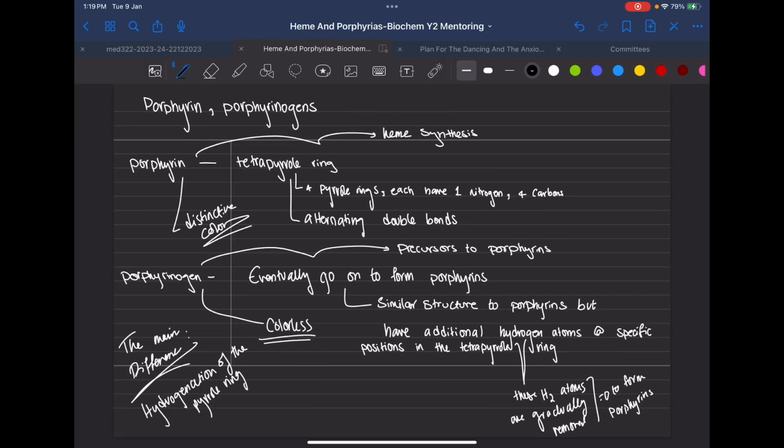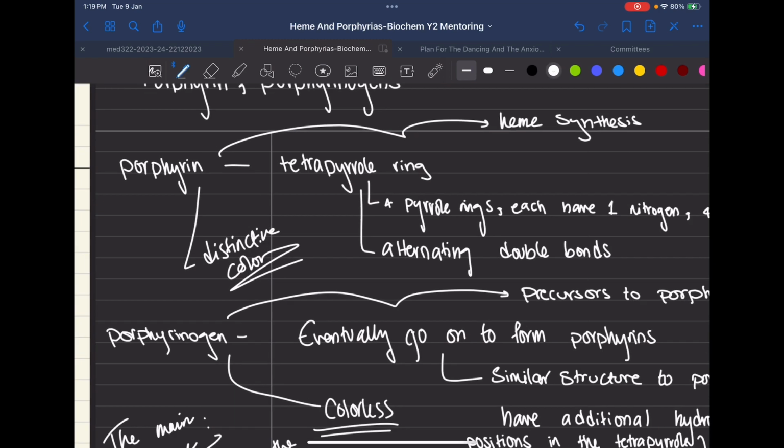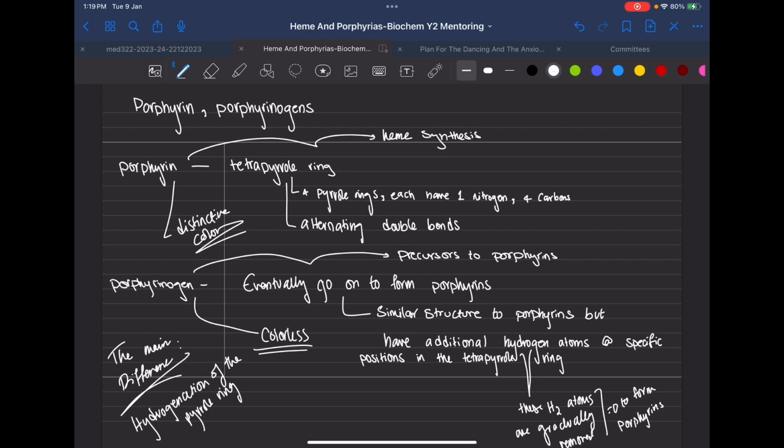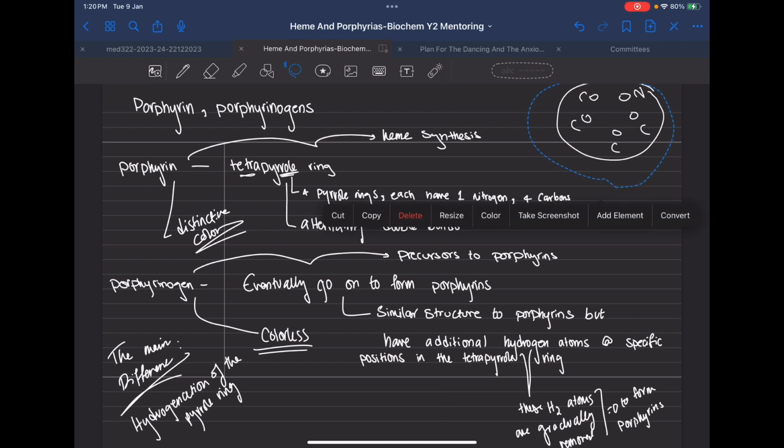Now I'm going to be explaining the different structures of porphyrins versus porphyrinogens. So what's a porphyrin? It's a tetrapyrrole ring. So we went over what a pyrrole ring is. It's just a 5-membered ring. So 1, 2, 3, 4, 5. 4 of these are carbon. 1 of these is nitrogen. And there's 4 of these rings. 4 of these rings will make up a porphyrin.